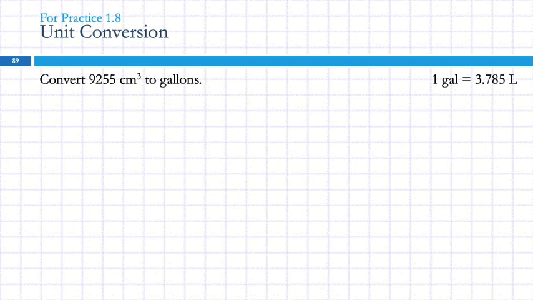Convert 9,255 cubic centimeters to gallons. I read the problem. I'm going to identify what I'm given. It's the thing with the number, right? This many. And what unit am I trying to find? Gallons.